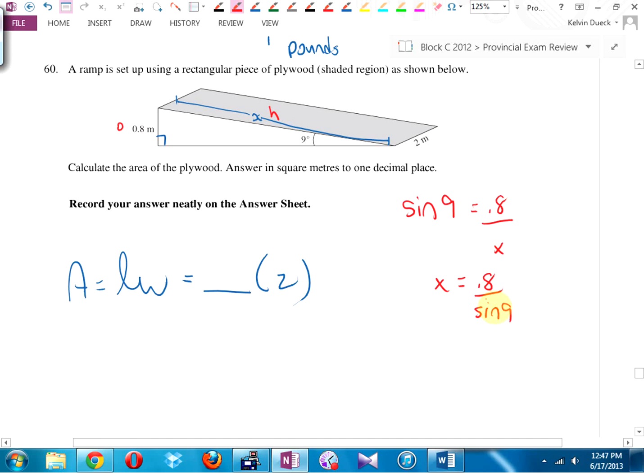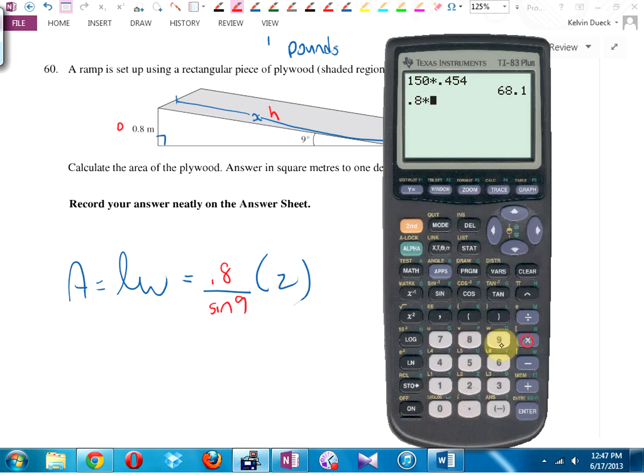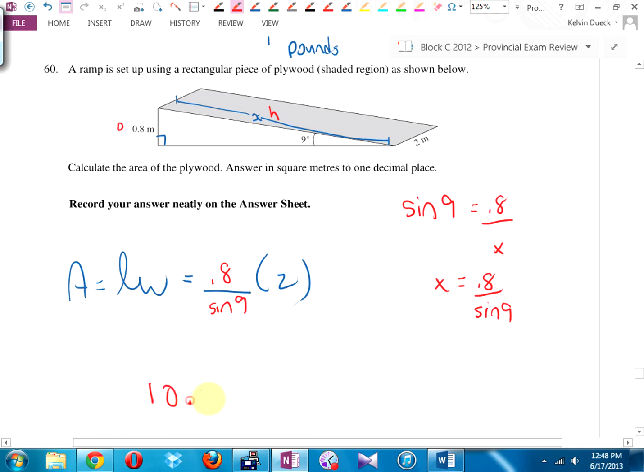You know what? Look up, look up, look up. No, look up here. I'm going to get really, really clever. It's going to be 0.8 times 2 divided by the sine of 9. That's length times width, is it not? And I get, how many decimal places did they want me to go to? One? So 10.2 is what I would fill in the box.